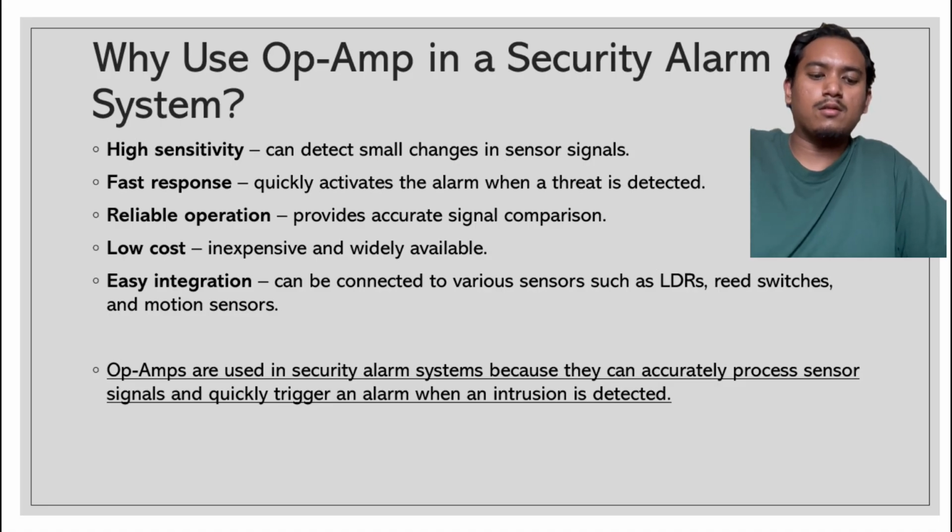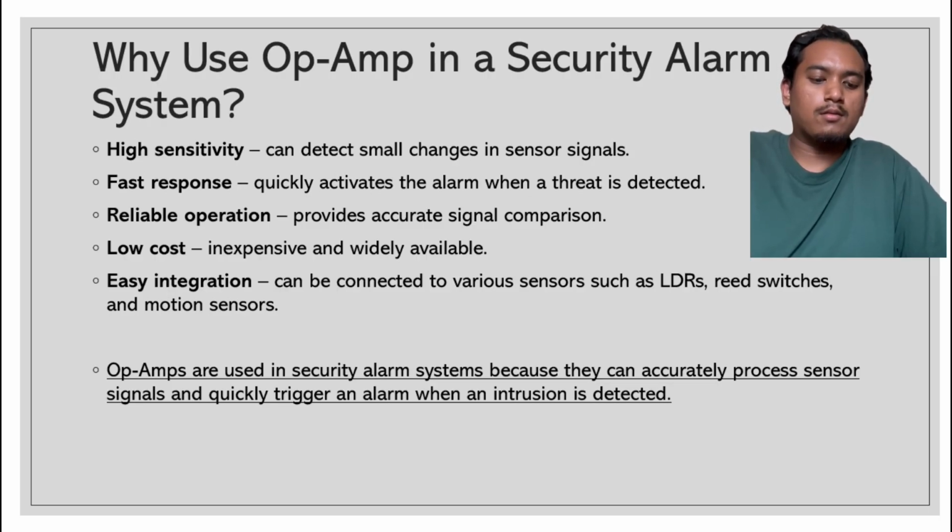Why use an operational amplifier in a security alarm system? First, high sensitivity: it can detect small changes in the sensor signal. Second, fast response: it quickly activates the alarm when a threat is detected.